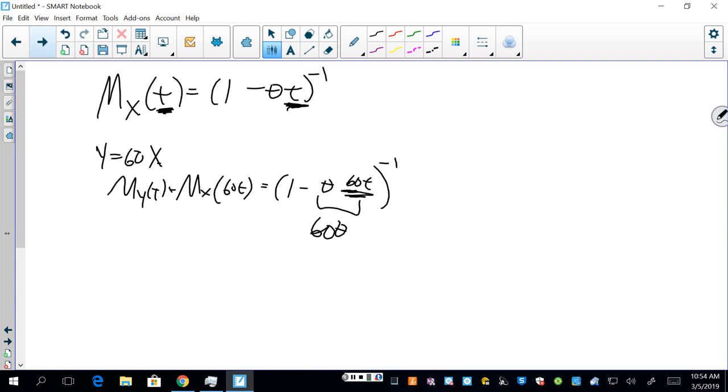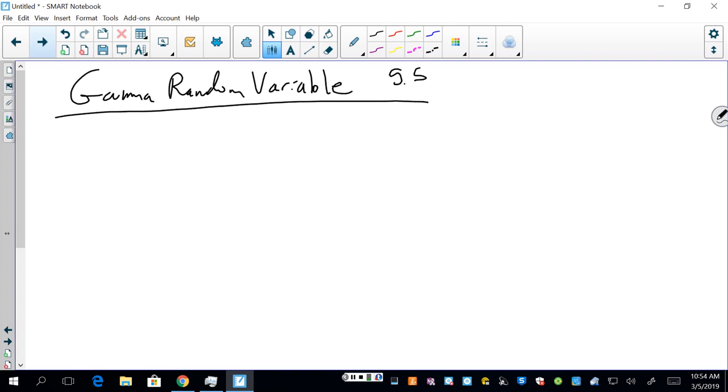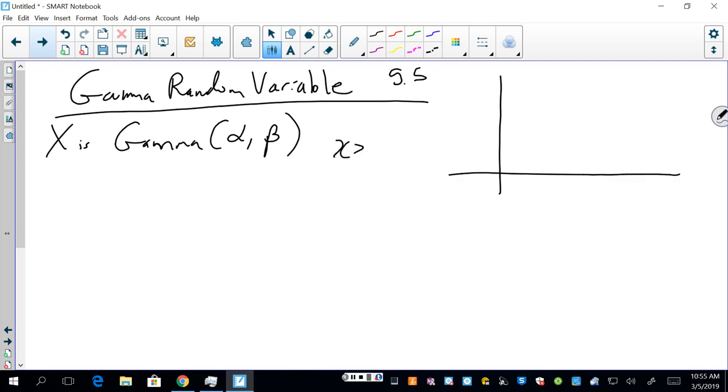So we're going to look at a variation. In this, we're going to look at the gamma random variable, in 5.5, right after the exponential. So if x is a gamma random variable, x is a random variable that has a gamma distribution, it has two parameters, usually called alpha and beta. The gamma distributions are positive random variables. The densities that you have for this can be exponential.